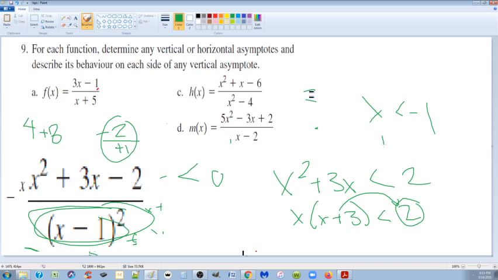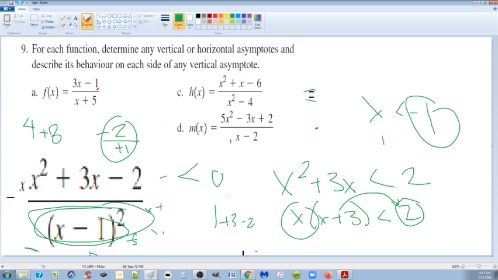We'll say for 1. So when it's 1, I get 1 plus 3 minus 2. That's positive. Then we're going to test for minus 1. So when it's minus 1, I get 1 minus 3 minus 2. So that's negative. Good. And didn't I say 0 was minus 2? Yeah. So when x is smaller than 2, or when x is smaller than minus 3, something happens.